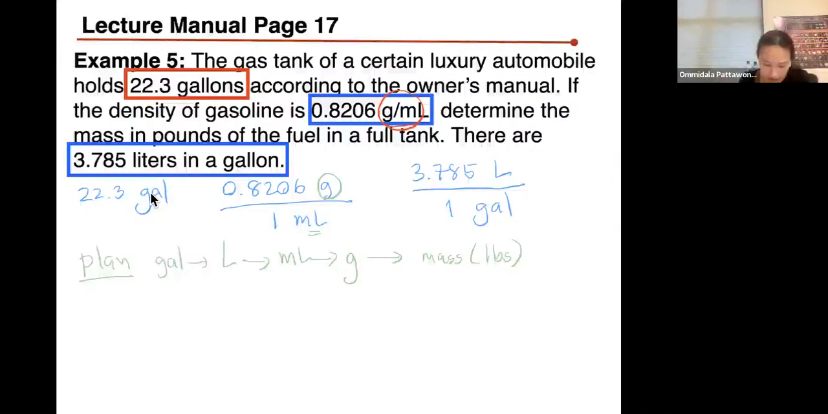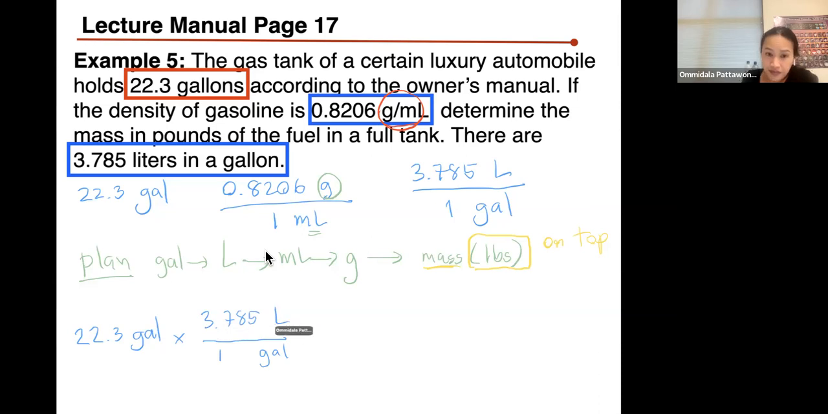Note that your final answer right here, which is in pound, which describes mass, has to be on top of the equation that you set. So at the end, pound has to be on top. If pound ends up on the bottom, that means you are going to get the inverse answer, and you have to flip everything in order to get pound on top. So I'm going to start with the gallon that we have here, and to get rid of gallon, the conversion I'm going to use is this one right here because we want to go to liter. So it would be 1 gallon to 3.785 liter.